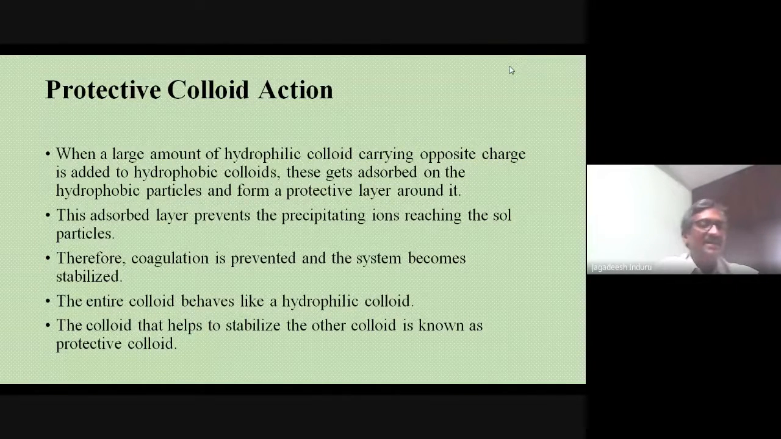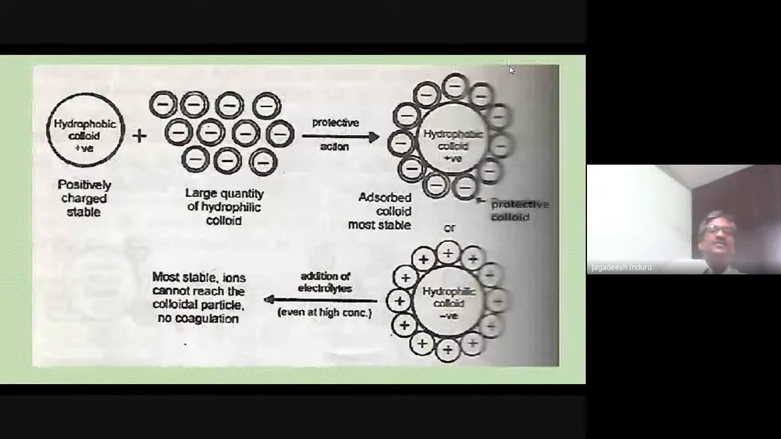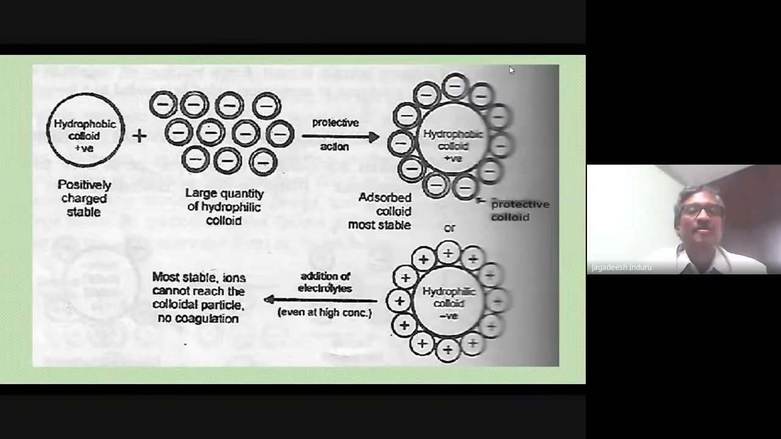In the diagrammatic manner which is represented here, if you see the hydrophobic colloid which is positive in nature in the extreme left, the positively charged particles are present in a dispersed state. But when any electrolyte is added to it, it will cause destabilization by neutralizing it. But when you have a large quantity of hydrophilic colloid, that is another colloid having opposite charge, then it will act as a protective action.